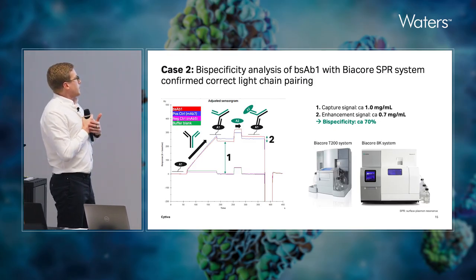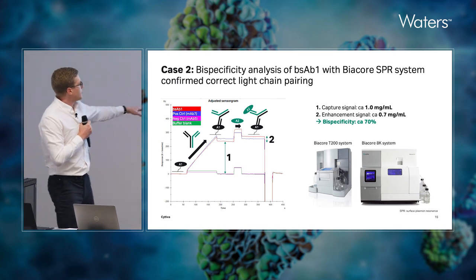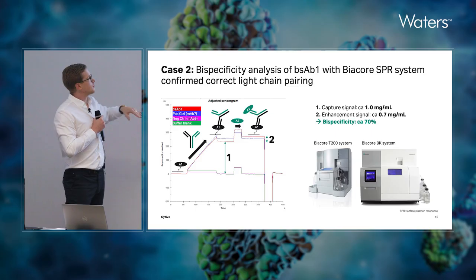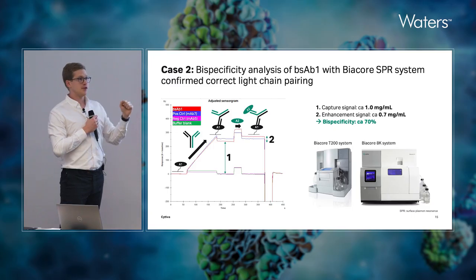So here we checked what we call bispecificity using the Biacore SPR system. We have on the surface immobilized our first antigen, A1 in black. We take our sample and flow it over. If it has the black-black composition, it will bind to the antigen.